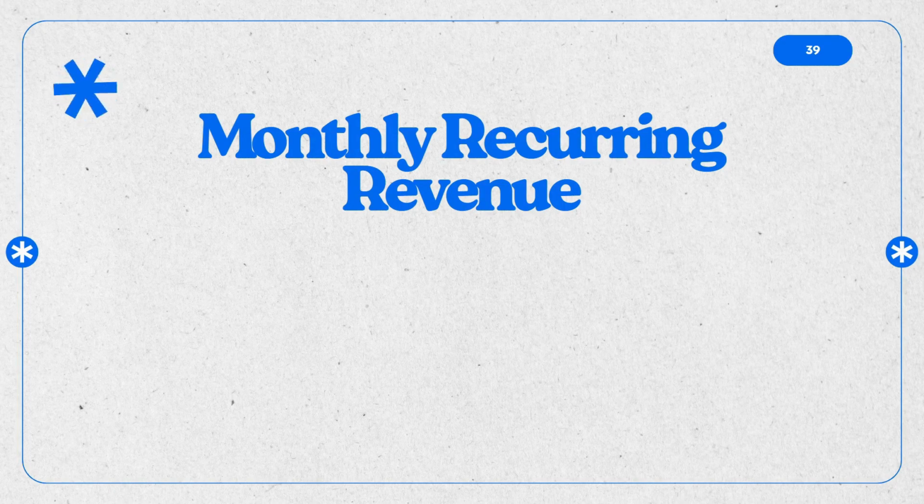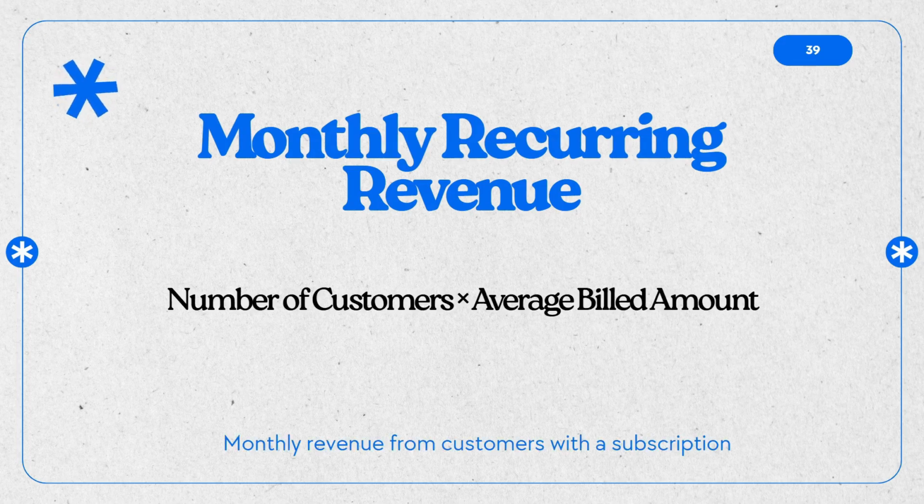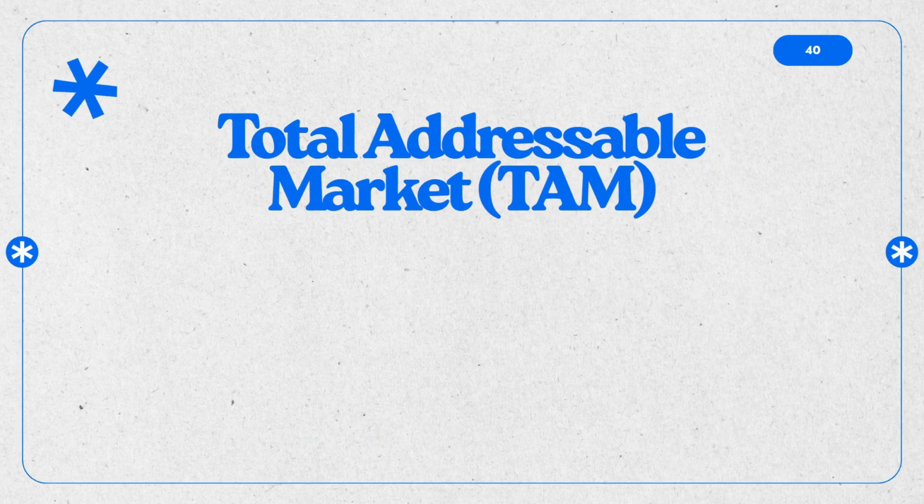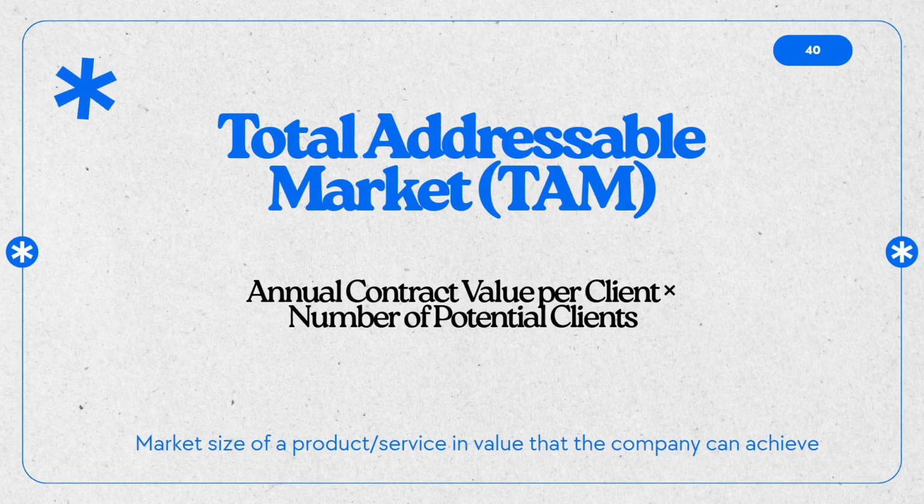Next one is monthly recurring revenue. It is number of customers multiplied by average billed amount, the monthly revenue from customers with a subscription. Total addressable market, TAM, is annual contract value per client multiplied by number of potential clients. This shows the market size of a product or service in value that the company can achieve.